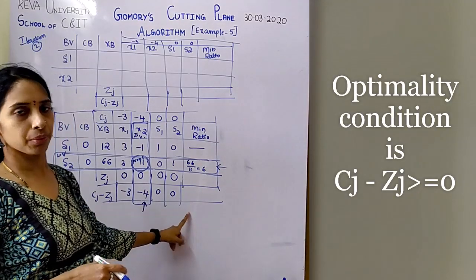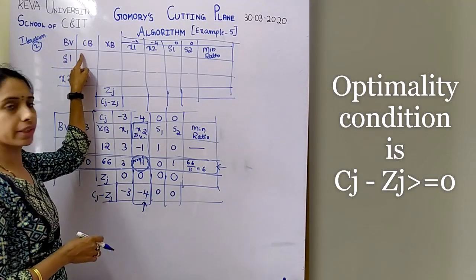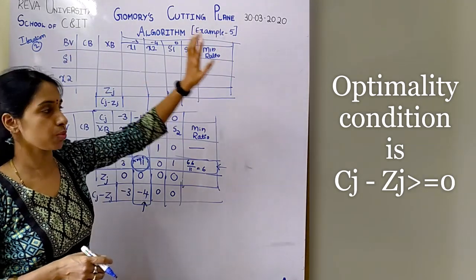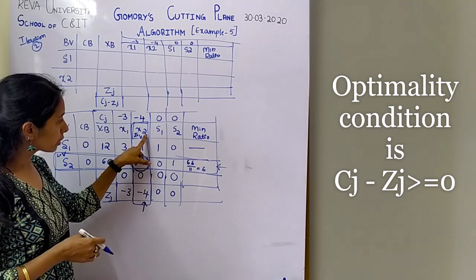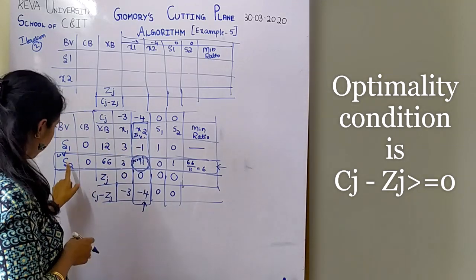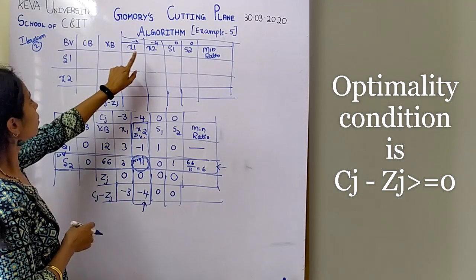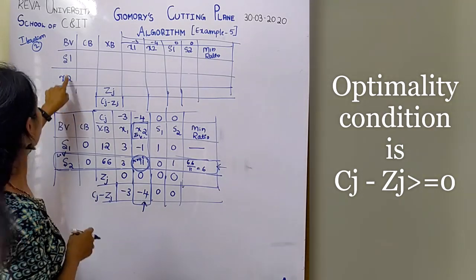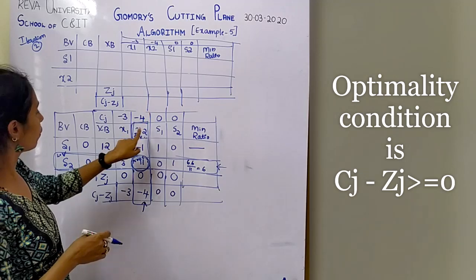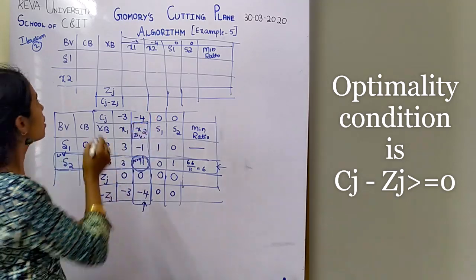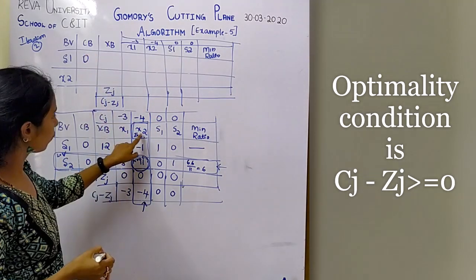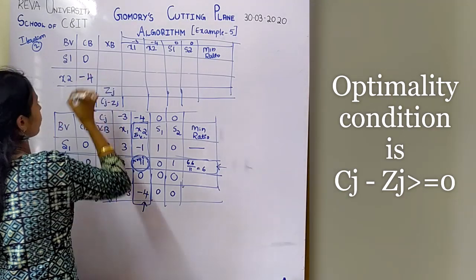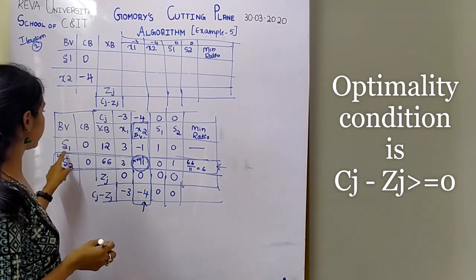Iteration number 2. Now you have to again complete this table: BB, CB, XB, S1, S2. What is the change? X2 will enter in the place of S2. So instead of S2 here, you have to write X2. Now, what is the coefficient of S1 in the objective function? 0. What is the coefficient of X2 in the objective function? Minus 4. Now, how will you fill this table?